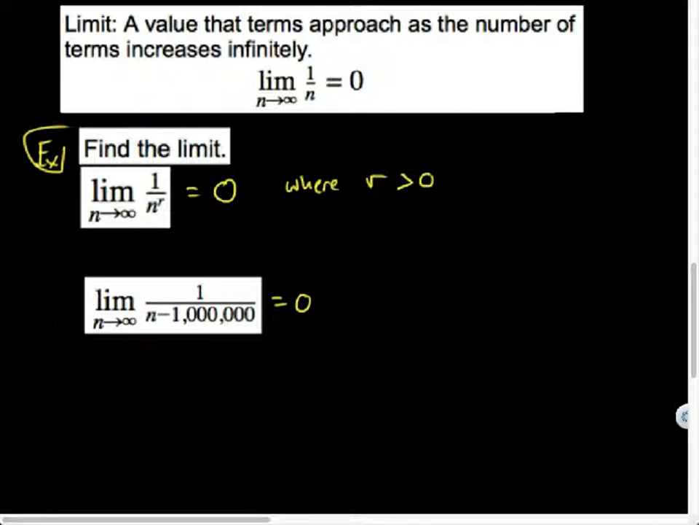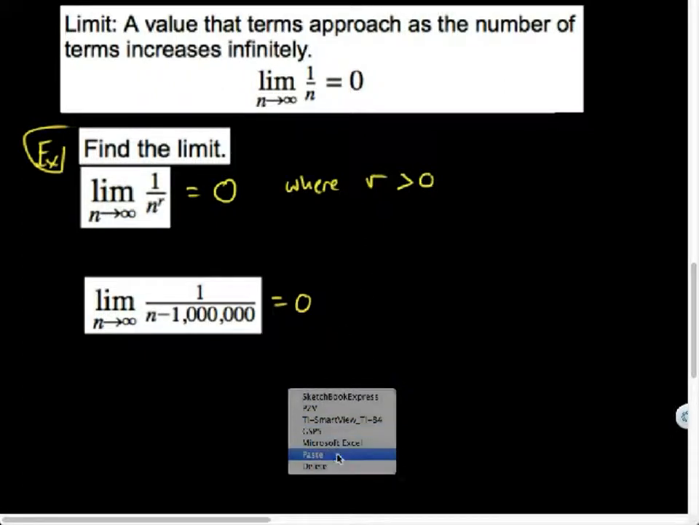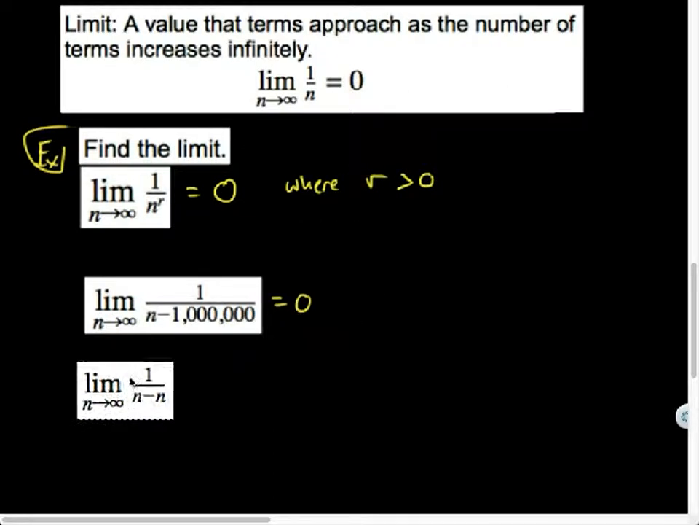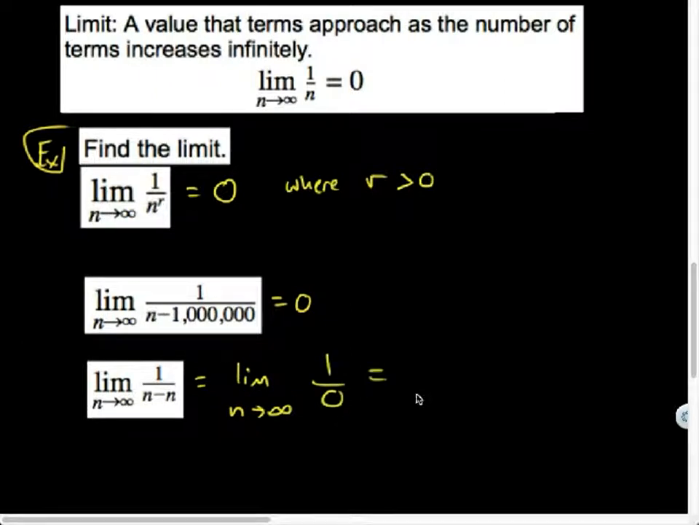Okay, still toying around with this idea of limits. So how about this? The limit of 1 over n minus n does not exist. Well, let's see. That's the same as the limit as n approaches infinity of, what's n minus n equal to? 0. 1 divided by 0 is undefined. Yeah, because you can never divide by 0. Interesting stuff. Interesting stuff.